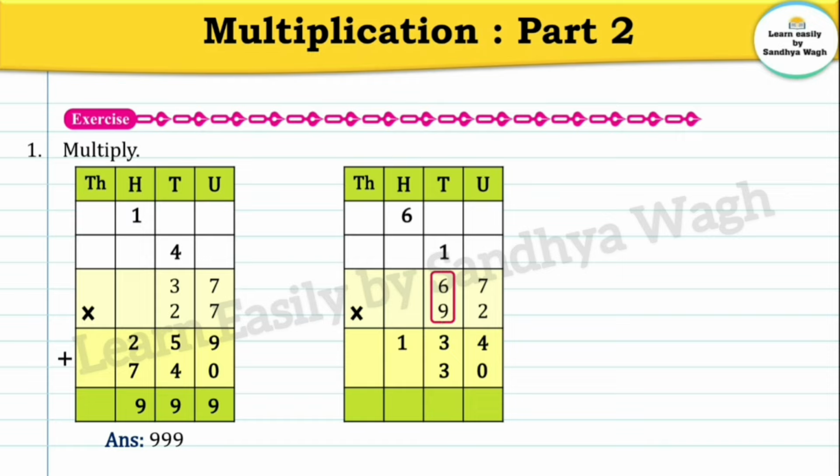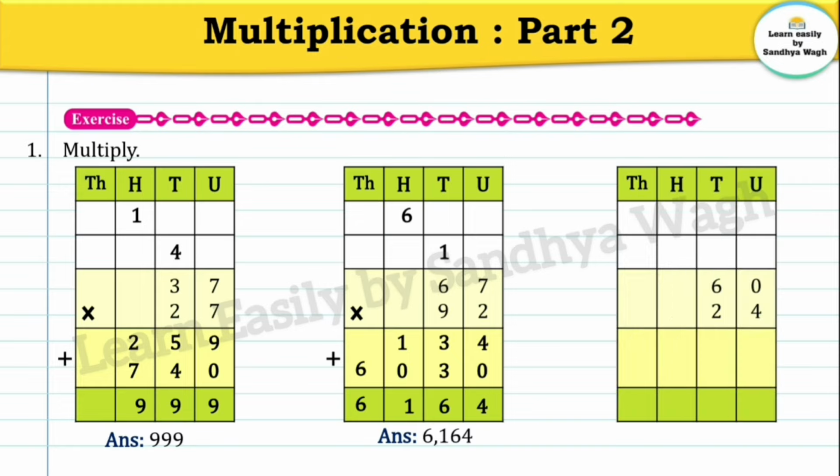Now 9 6s are 54. 54 plus 6 is equal to 60. Now let us add 134 and 6030. So 4 plus 0, 4. 3 plus 3 is equal to 6. 1 plus 0 is equal to 1 and 6. So our final answer is 6164. Let's take the next example.